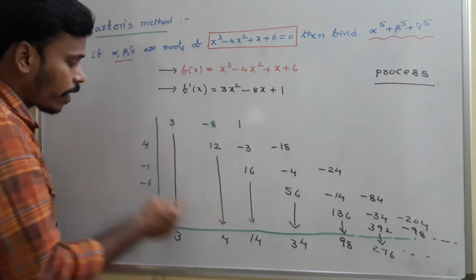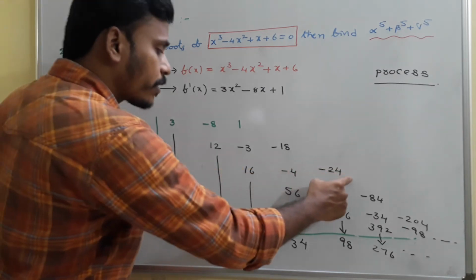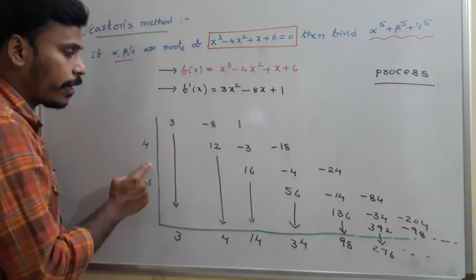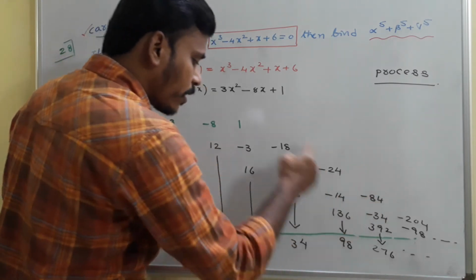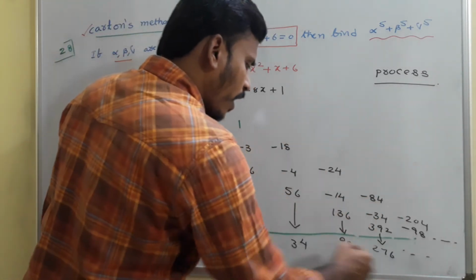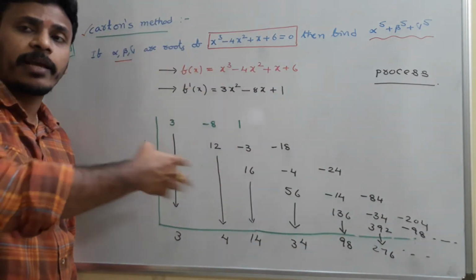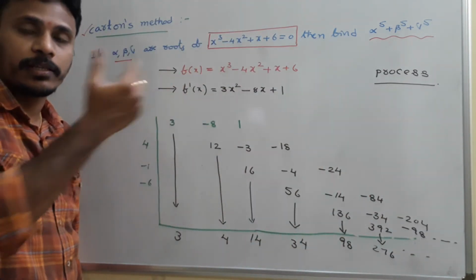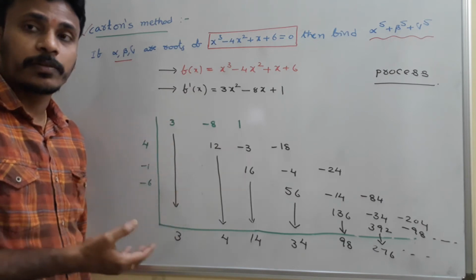Again add and multiply, write row wise. Again add and multiply, write row wise. Again add and multiply, write row wise. Like that you just continue, you just go for 100 times also, no problem. The process will continue like that. It depends upon our patience as per the requirement.